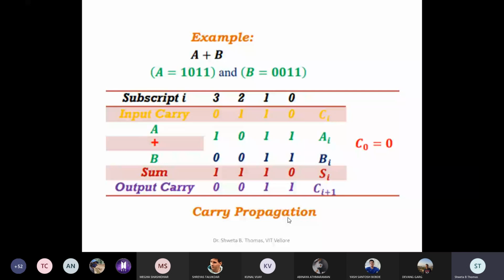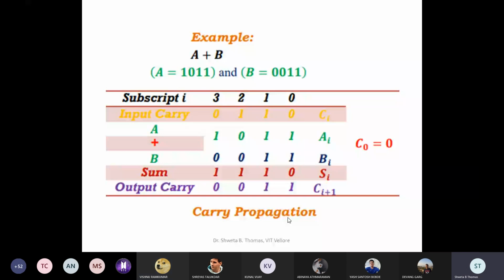Ma'am, what is that subscript i, 3, 2, 1, 0? This is a positional value, nothing else. 0, 1, 2, 3. C naught, C1, C2, C3 start from the least significant bit. This is showing the position of the bit, right from the least significant bit. Subscript i means C naught is the first least significant bit, C1 next to that, C2 next to that, C3 next to that. That's it. This is a position only. Okay? Anything else?